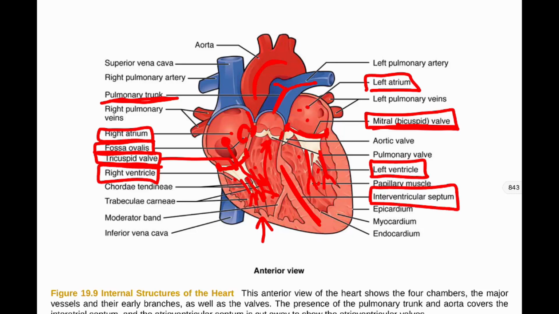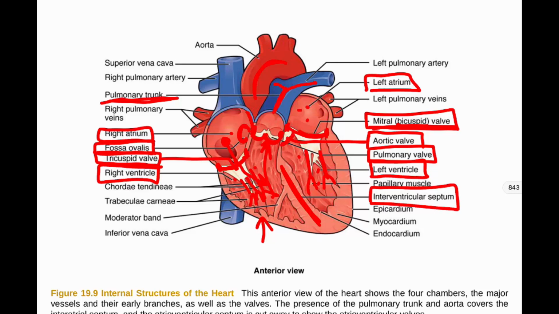And then kind of hiding back here, you can see, is our aortic valve, our aortic semilunar valve. And you can kind of see these flap things again here. It's going from our left ventricle to the aorta. Left ventricle to the aorta. It's going to be forcing the blood up this way, then going to the system.